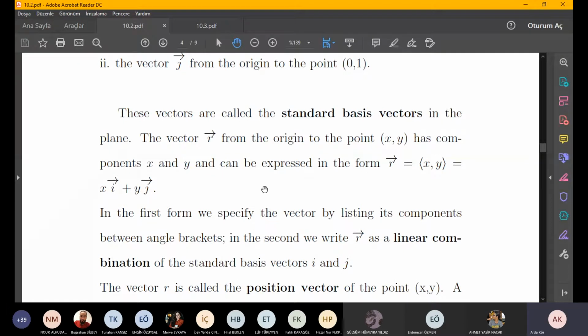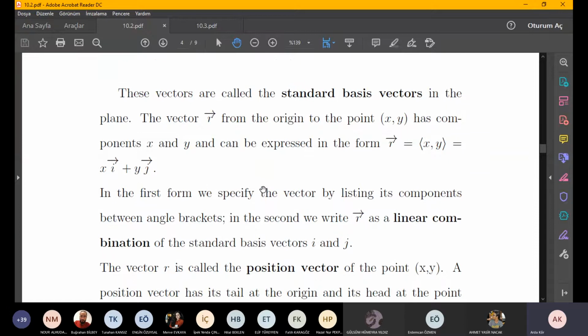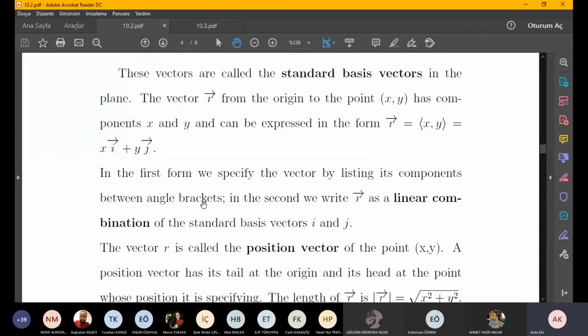And in the first form, we specify the vector by listing its components between angle brackets, which express the vector components. And in the second, like we said, we write r as a linear combination of standard basis vectors i and j. There should be an arrow here because those are vectors. I forgot to write it.